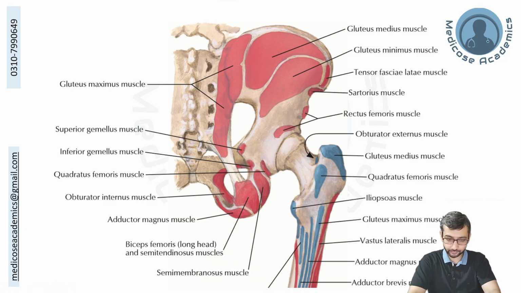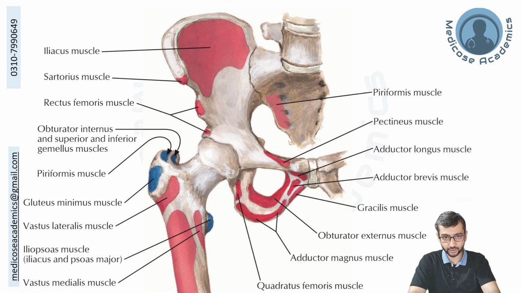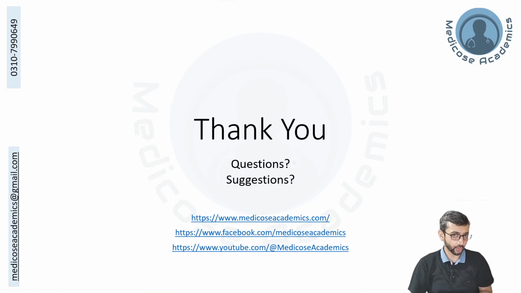And from the muscle perspective, you can see this picture from the back in the Netter's atlas, or this picture from the front view. These are showing all the muscles that we did. So that brings us to the end of this pubic bone and its osteology and its attachments.